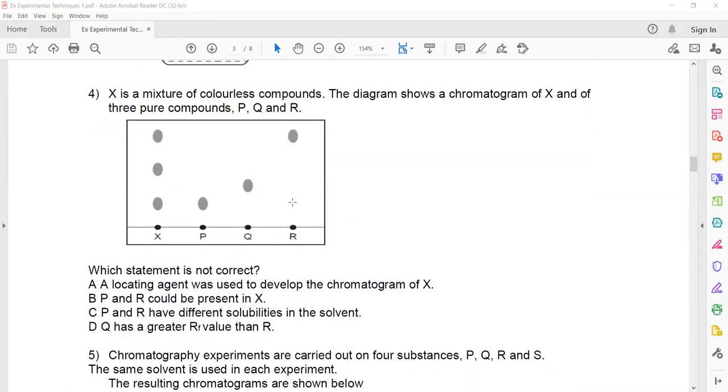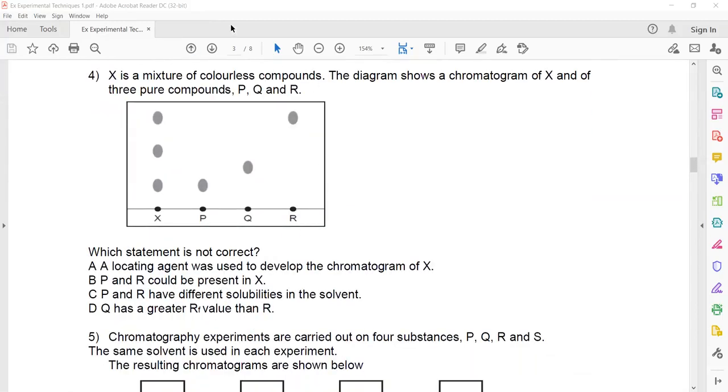In question 4, they're mentioning that X is a mixture of colorless compounds. The diagram shows a chromatogram of X and of three pure compounds P, Q, and R. So there is compound P, Q, and compound R, and X is the unknown substance. Which statement is not correct, or which statement is not true?